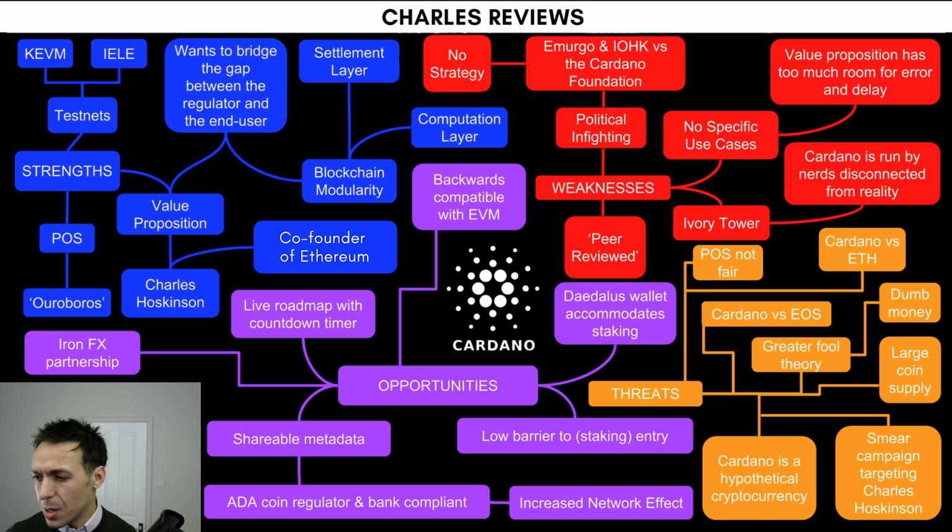With the expectant release of Shelley in Q1 of 2019 offering delegation and stake pool testnets, Cardano promises to utilize the Nash equilibrium in its Ouroboros consensus mechanism, which is grounded in game theory. I feel that Cardano is attempting the impossible. It wants to bridge the gap between the regulator and the end user, balancing regulation with decentralization and privacy in a way that tailors its technology to specific use cases.